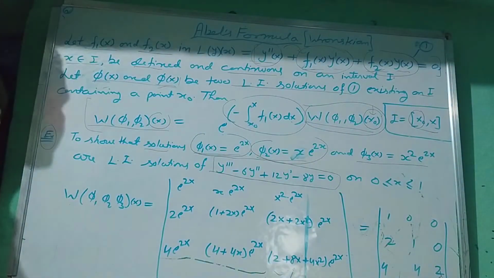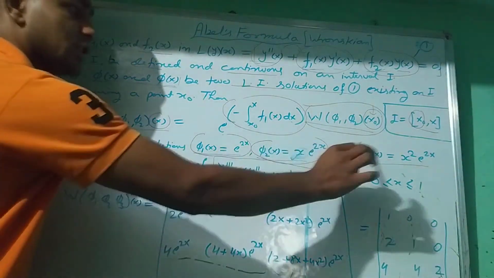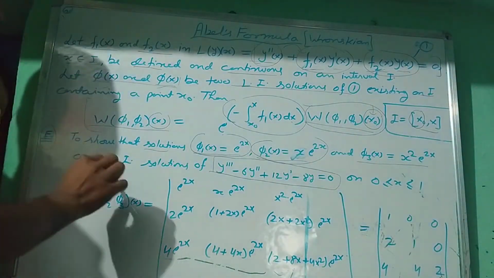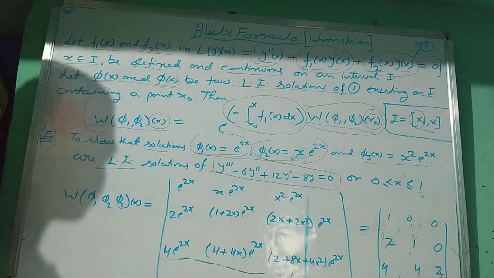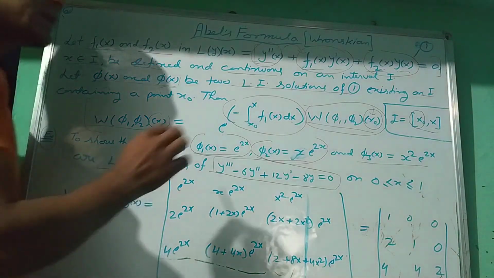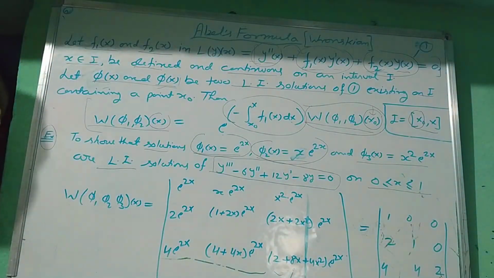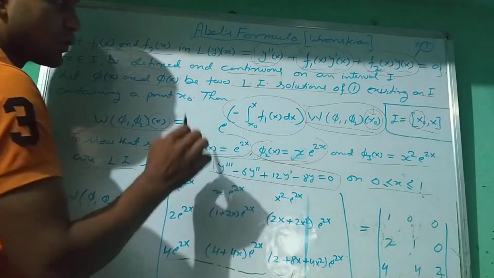ओके, हमारा क्वेश्चन क्या है कि आपके पास इसके सॉल्यूशन ये तीनों हैं और हमें ये दिखाना है कि ये तीनों लीनियरली इंडिपेंडेंट हैं और हमें Wronskian निकालना है इस इंटरवल में इन सॉल्यूशंस का. ओके, तो सबसे पहले तो Wronskian इस सॉल्यूशन का होगा.